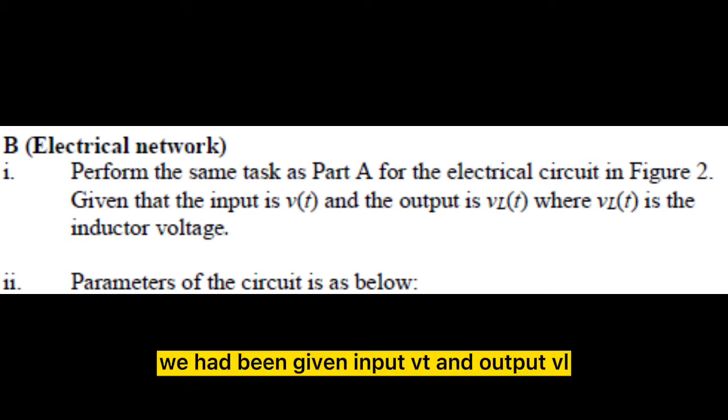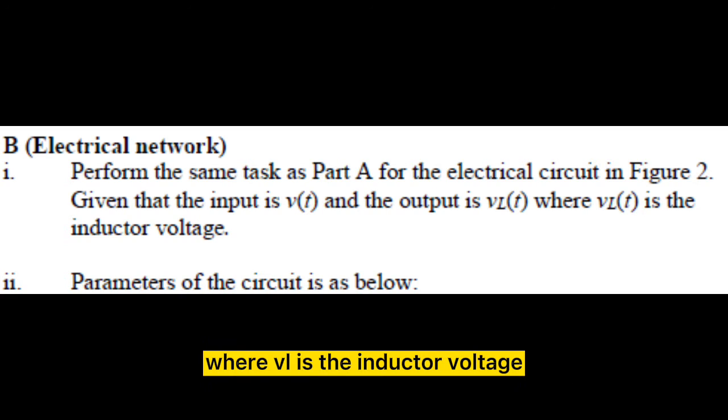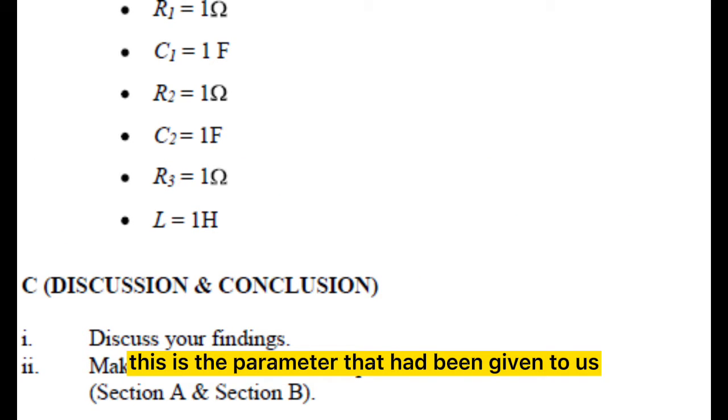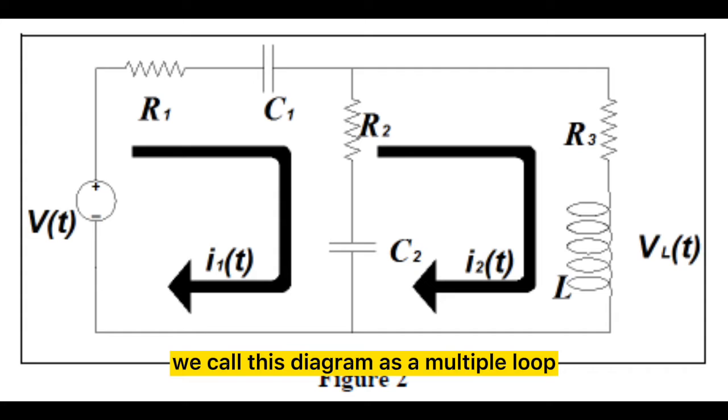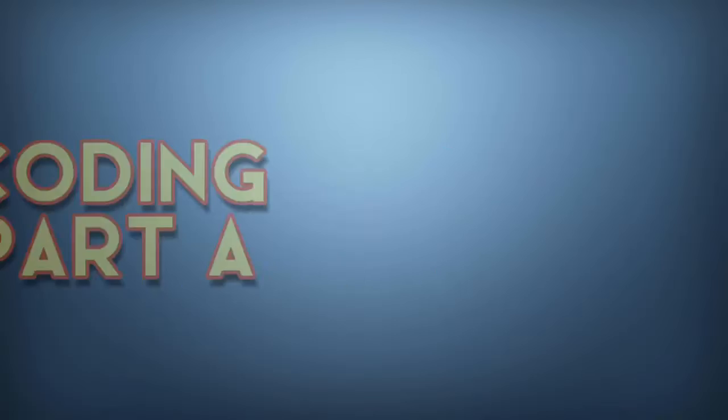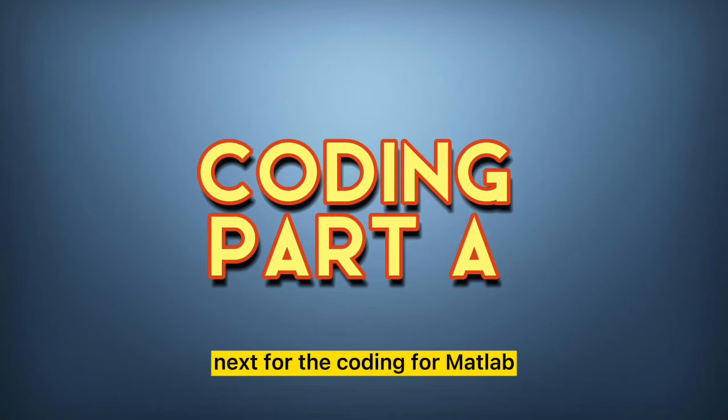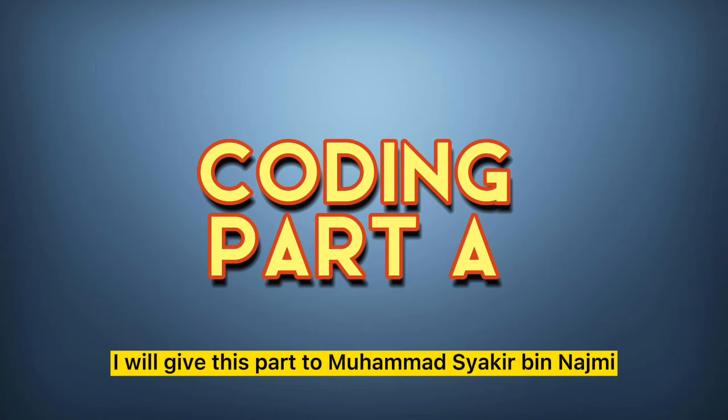In this lab, we had been given input Vt and output VL, where VL is the inductor voltage. These are the parameters that had been given to us to do the coding in MATLAB and Simulink, and this is the diagram that had been given to us. We call this diagram a multiple loop electrical network. Next, for the coding for MATLAB, I will give this part to Muhammad Shakir bin Najmi.